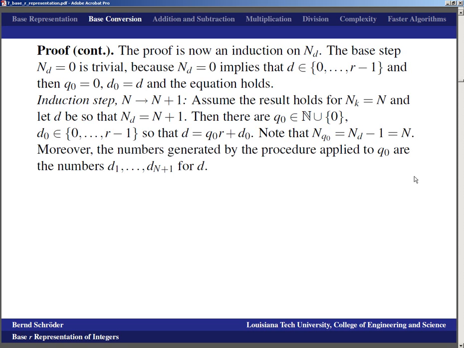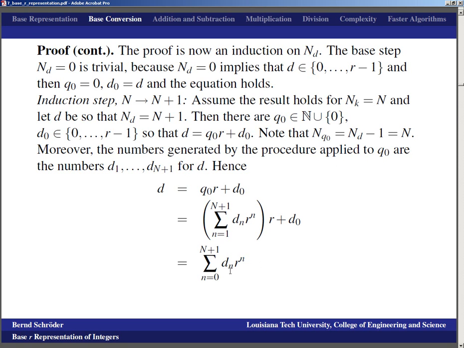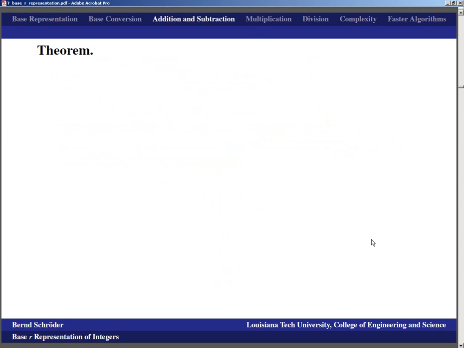and that means we can apply the induction hypothesis. And moreover, the numbers that are generated by the procedure applied to q0 are the digits d1 through d sub n plus 1 for d. And so that means that d is equal to q0 r plus d0, and that'll be the sum n equals 1 to n plus 1 of dn times r to the n times r plus d0, and that is just the sum n equals 0 to n plus 1 of dn r to the n, and that's what we wanted to have there.